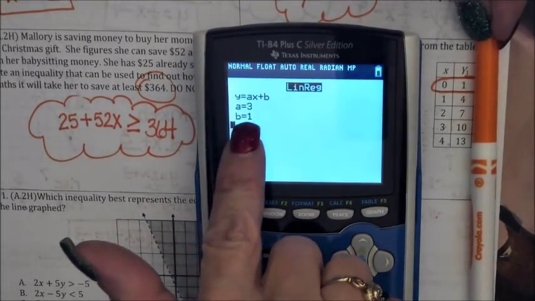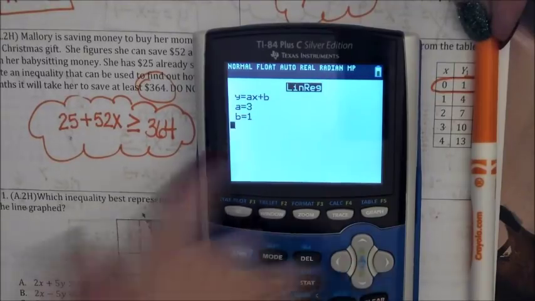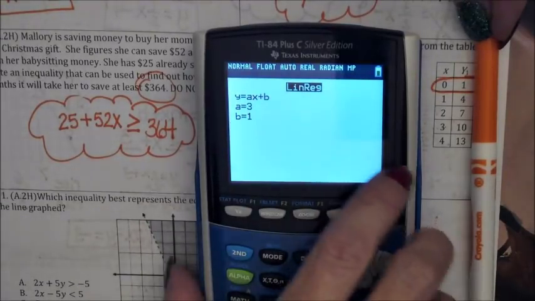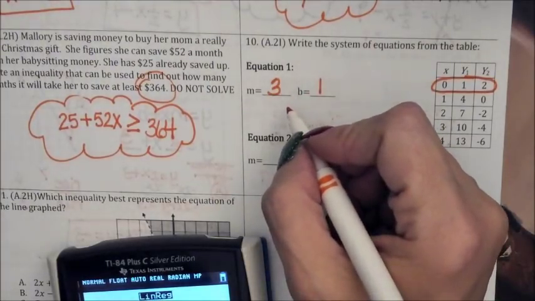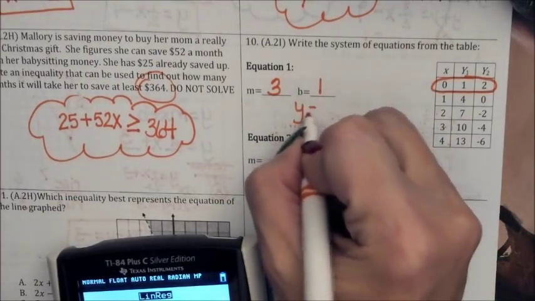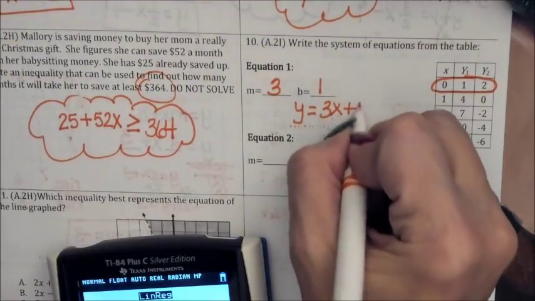And remember, A is my slope. What's my slope? It's 3. 3 and 1. It actually gave it to me, didn't it? So there's my 3. So y equals 3x plus 1.